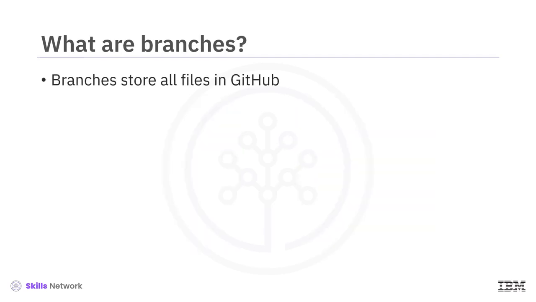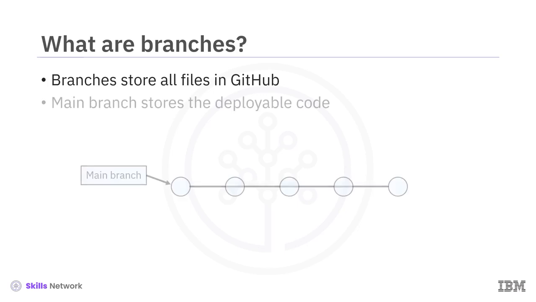All files in GitHub are stored on a branch. The main branch is definitive. It stores the deployable version of your code. The main branch is created by default. However, you can use any branch as the main, finished, deployable version of the code.